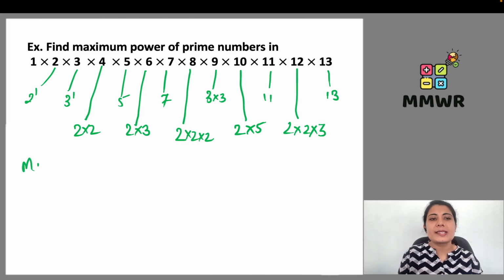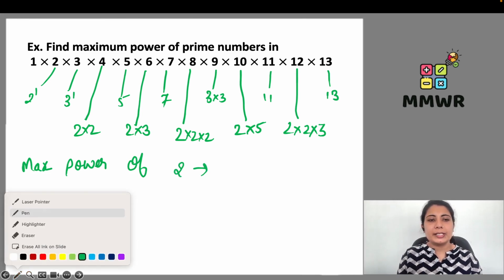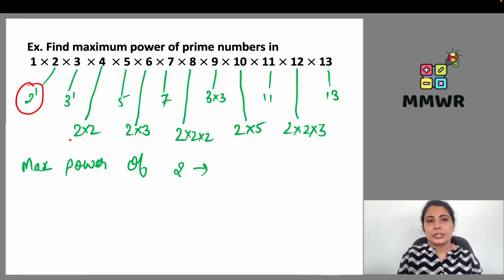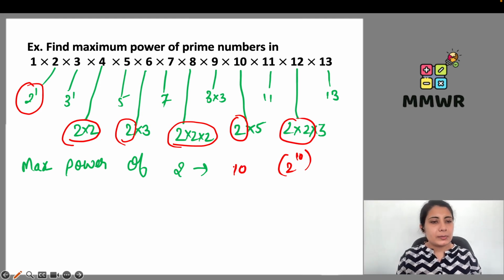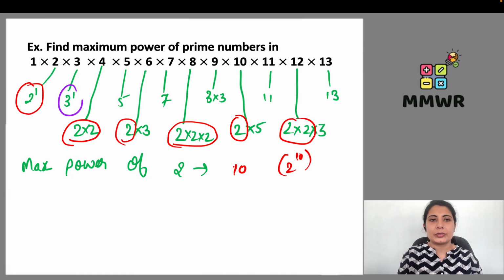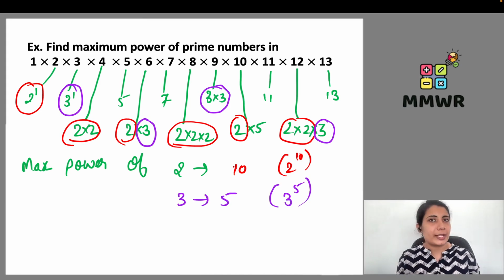So how many times is 2 coming? Maximum power of 2. Look, how many times is 2 coming? 1, 2, 3, 4, 5, 6, 7, 8, 9, 10. So 2 to the power 10, that means 10 is the maximum power. Similarly, we have to check it for 3 as well. 1, 2, 3, 4, and 5. So 3 to the power 5, that means the maximum power for 3 is going to be 5.